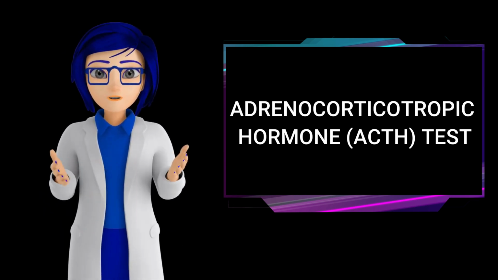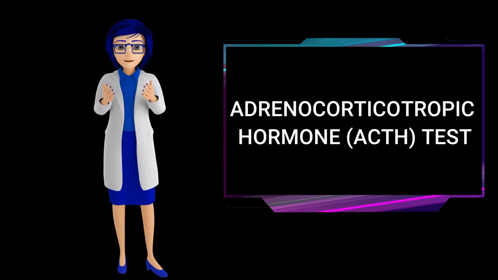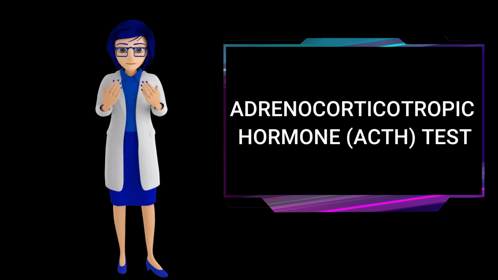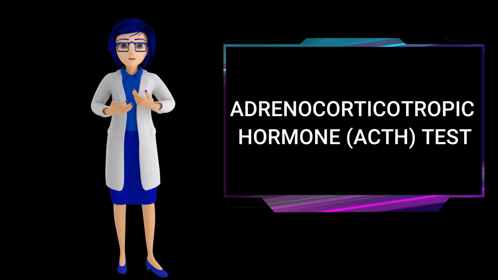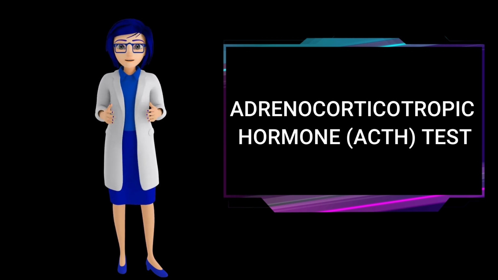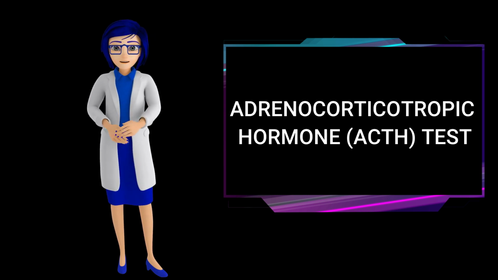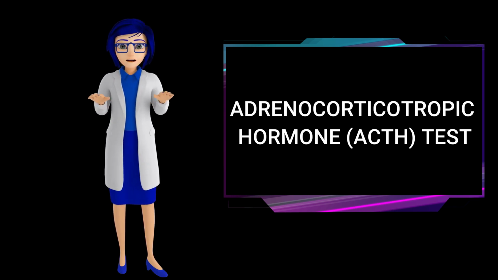What happens during an ACTH test? A healthcare professional will take a blood sample from a vein in your arm, using a small needle. After the needle is inserted, a small amount of blood will be collected into a test tube or vial. You may feel a little sting when the needle goes in or out. This usually takes less than 5 minutes.